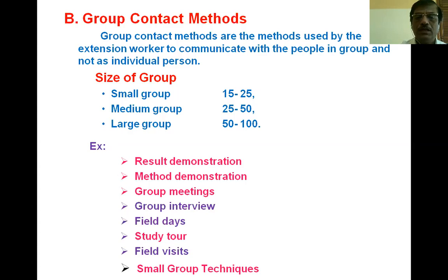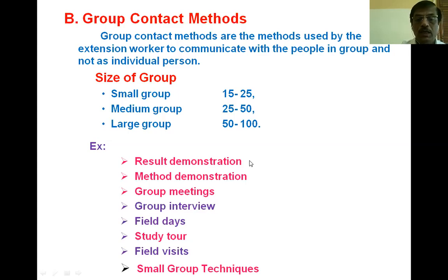25 to 50 audience can be called a medium group. Up to 50 to 100 members can be called a large group. So these are the examples of group contact methods. Result demonstration comes in both cases. It comes in individual contact methods and also group contact methods.